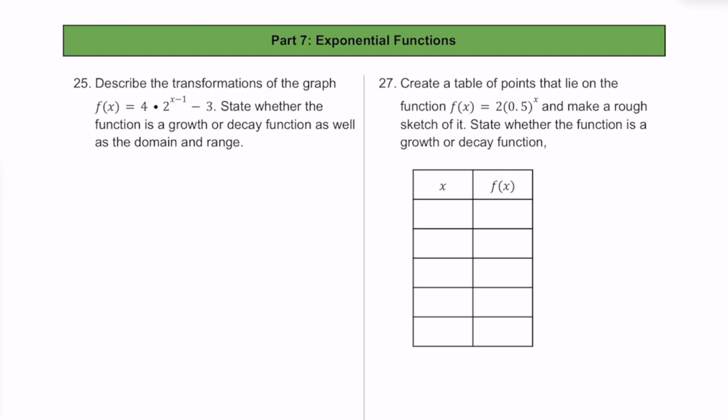If we just want to know what the parent function is, the parent function here is going to be f of x equal to 2 to the x power. So we're going to ignore this 4 over here, as well as the -1 and the -3. So this right here, f of x equals 2 to the x power, is going to be the parent function. Now, in determining whether this is a growth or decay function, we look at the base of the power.